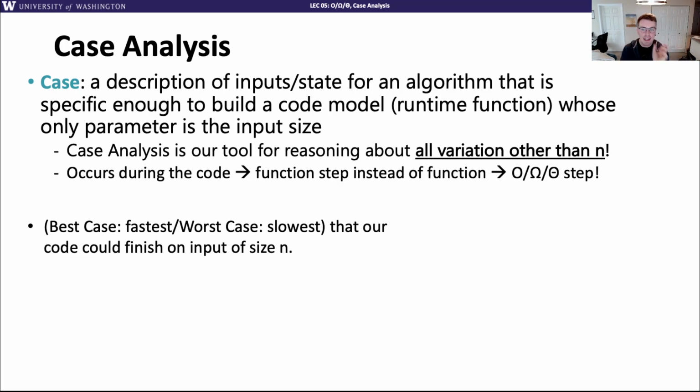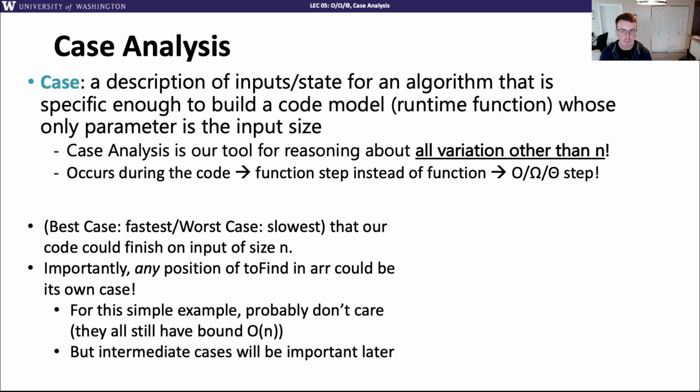So this importantly occurs at the first step, the code modeling step, when you take the code and turn it into a function. This does not occur in our asymptotic analysis step. You can still do asymptotic analysis afterwards, but asymptotic analysis has nothing to do with cases necessarily. It's just a follow-on. So we could come up with best case or worst case that our algorithm would follow based on its input size n. And importantly, you could come up with other cases too.